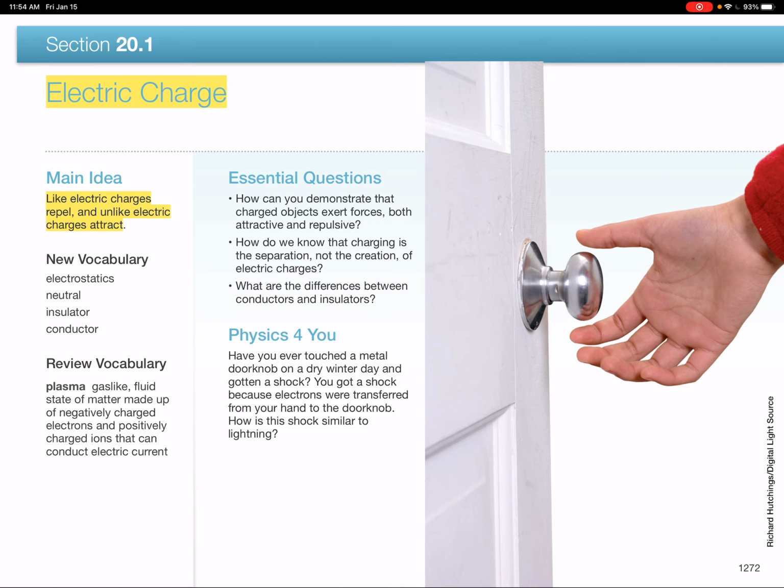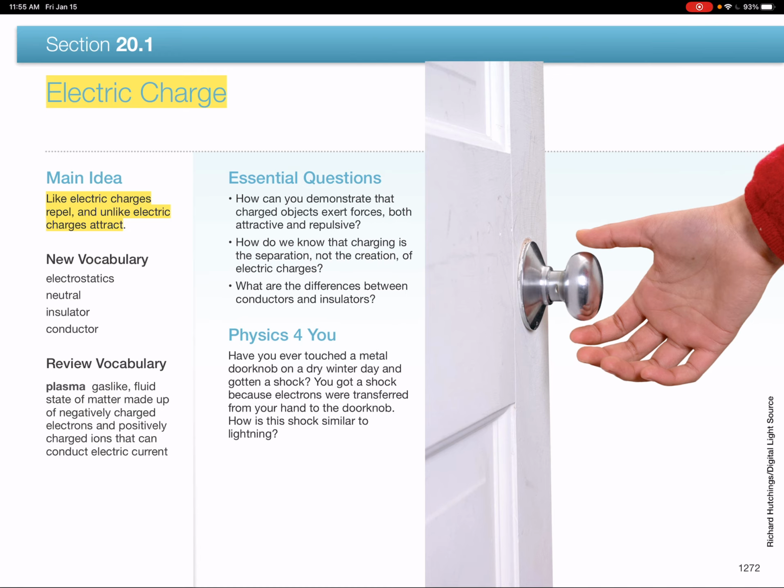In today's lesson, we'll learn about electric charge. The main idea is that this electrical charge is a property of atoms. Charges that have the same type will repel each other. Opposite charges will attract. Now, this is something that you have observed in your daily life.